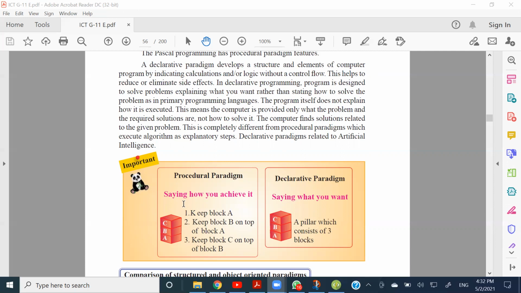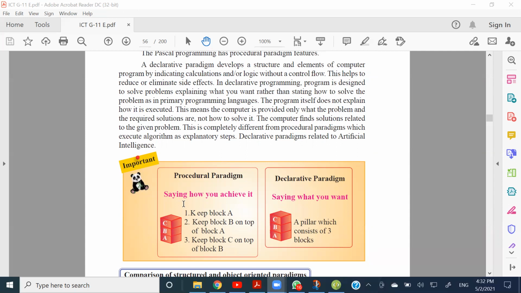They will give whatever things you require. So they will say, okay, you create a pillar which consists of 3 blocks, right? The program should have the ability to figure out how we are going to do this. So those are the declarative paradigm things.